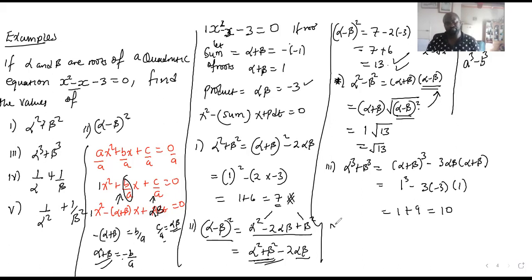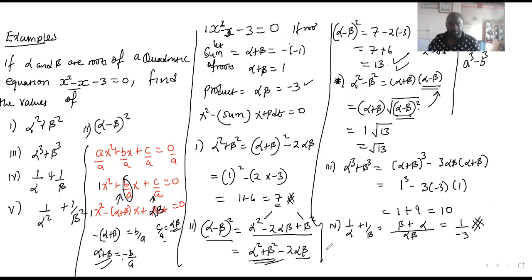Number 4. 1 over alpha plus 1 over beta. LCM is alpha beta. Product has been realized. Divide by alpha, you get beta, plus divide by beta, you get alpha. The answer is sum over product. If it is sum over product, the sum is 1, the product is negative 3. Hashtag solution. Yeah? Are we good? Yes, teacher.